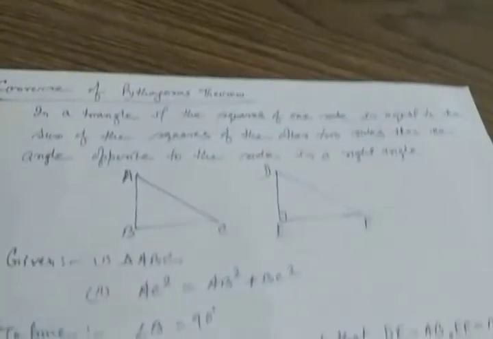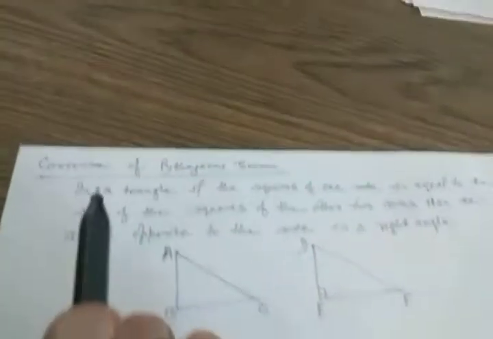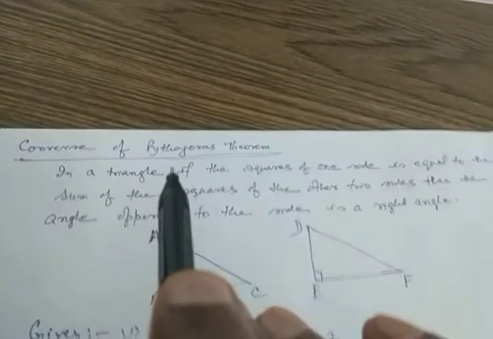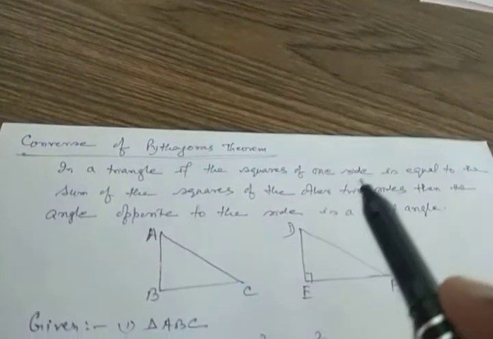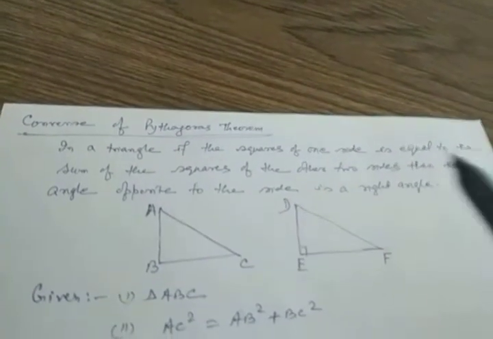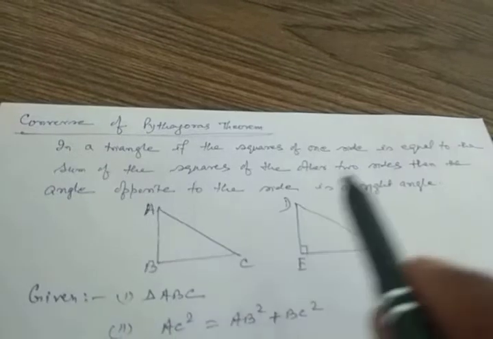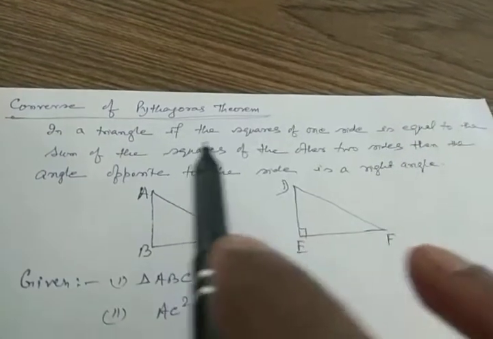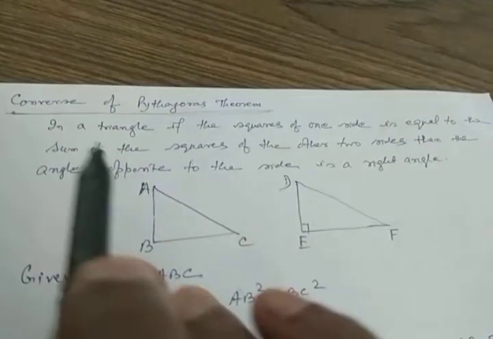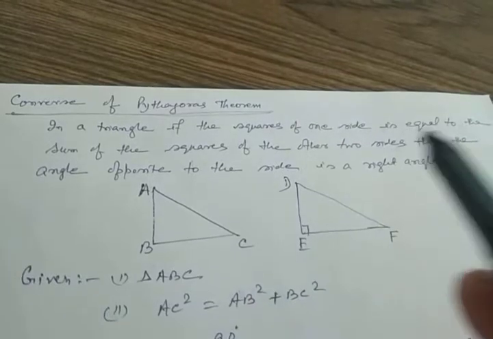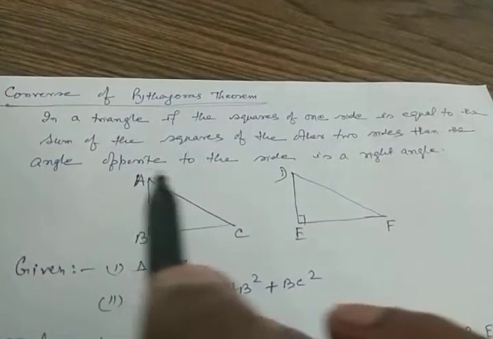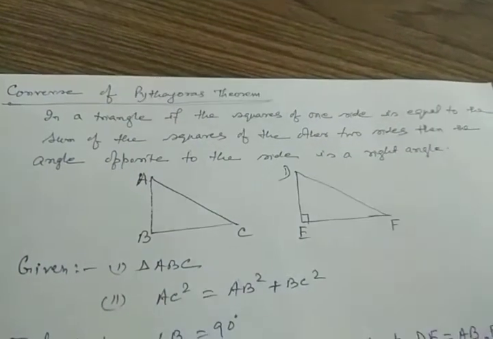Now take the converse of Pythagoras theorem. You should be careful for the statement. Learn carefully. Just see. It says that in a triangle, if the square of one side is equal to the sum of the squares of the other two sides, then the angle opposite to that side is a right angle.